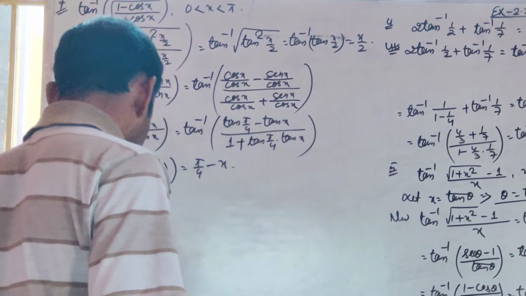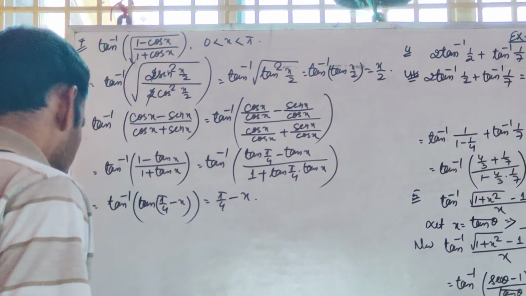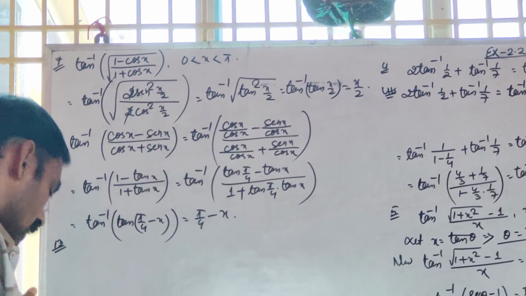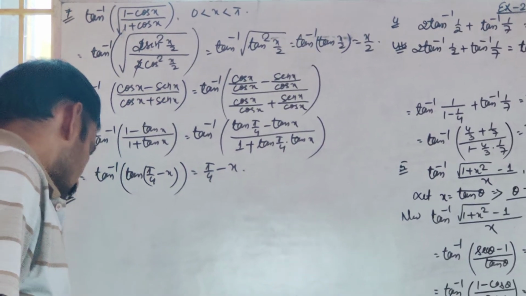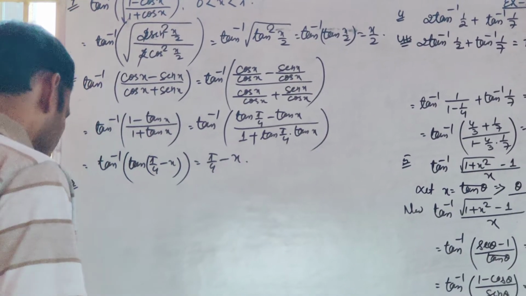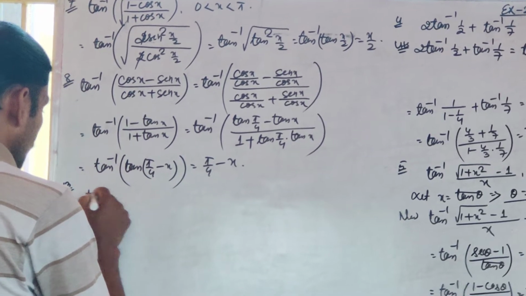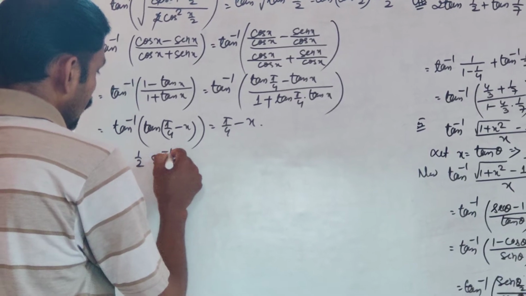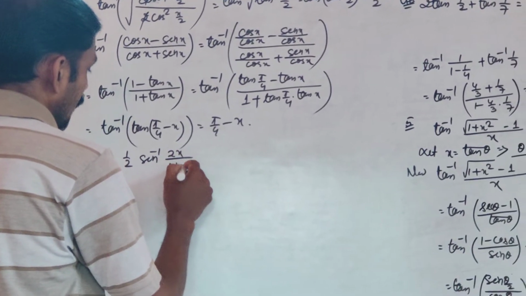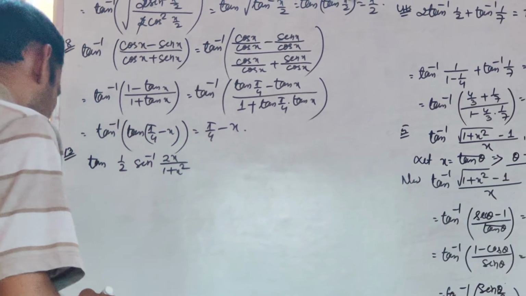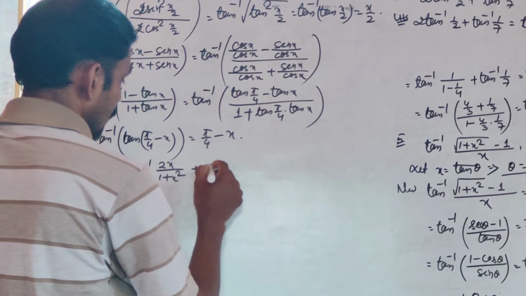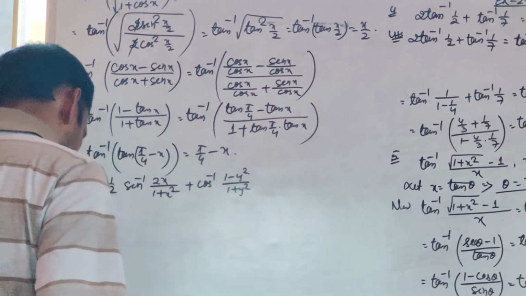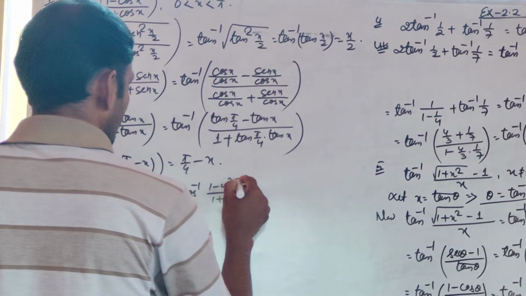Then the next question is number 13. So the question is: find the value of tan half of sin inverse 2x by 1 plus x square plus cos inverse 1 minus y square by 1 plus y square.